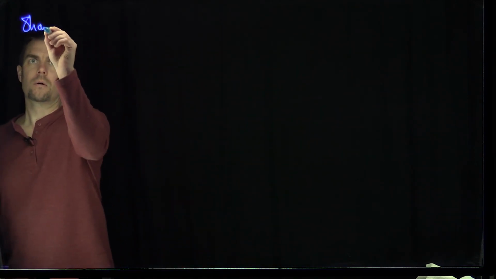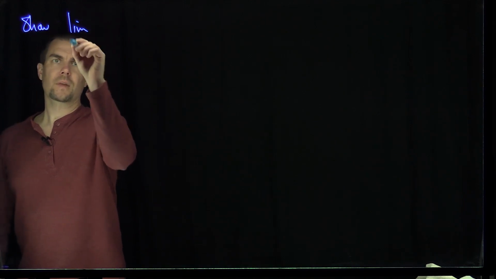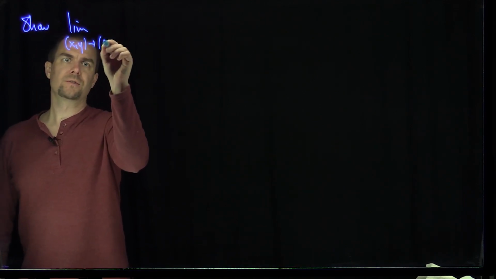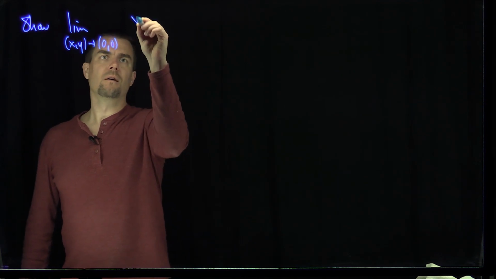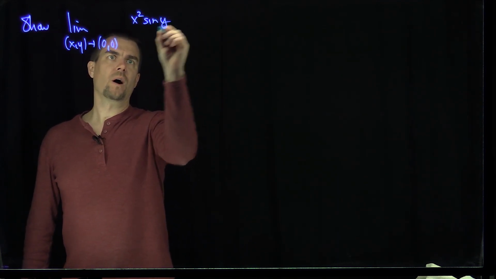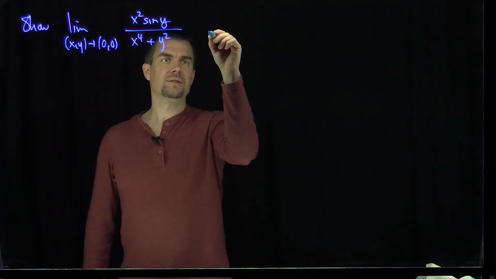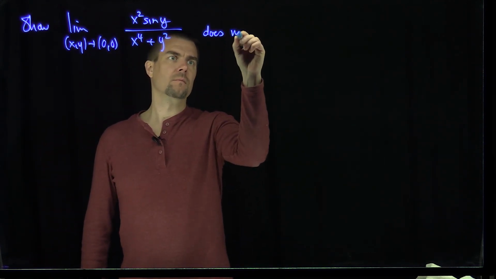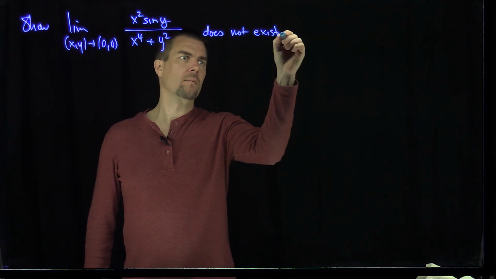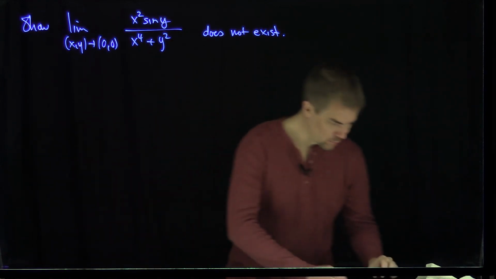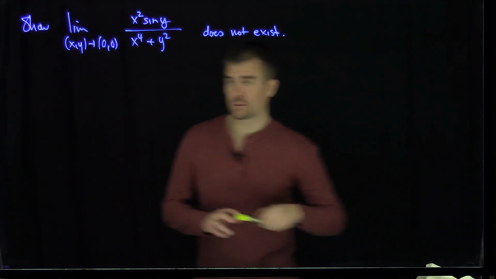Hello students, in this video we'll prove that a limit of a function of two variables doesn't exist by looking at different trajectories approaching the origin. Let's show that the limit as (x,y) tends to (0,0) of x squared sine y over x to the fourth plus y squared does not exist. And we'll approach this as we typically do by looking at several different trajectories.